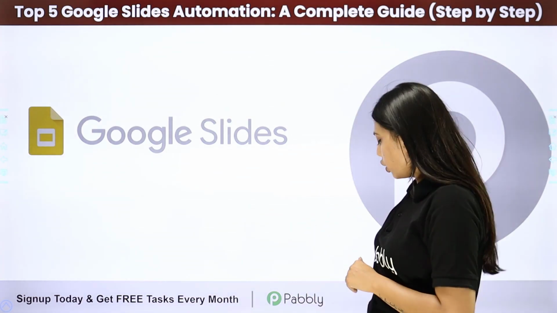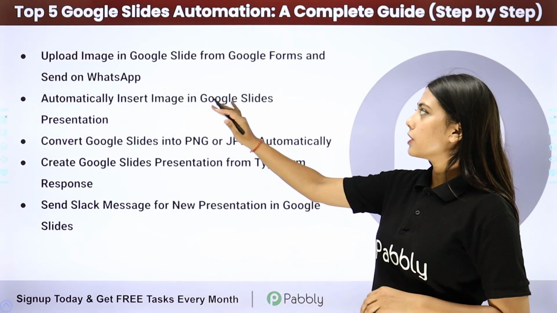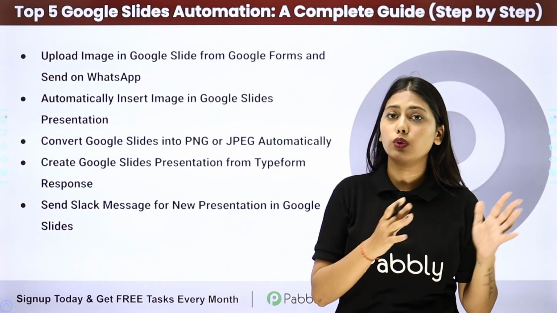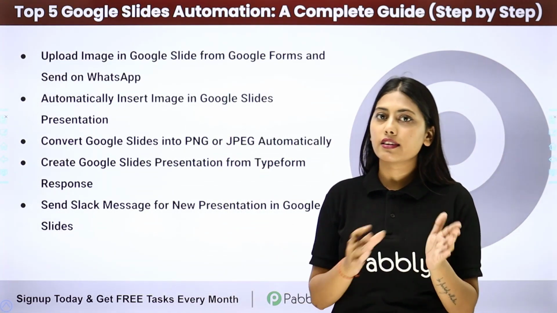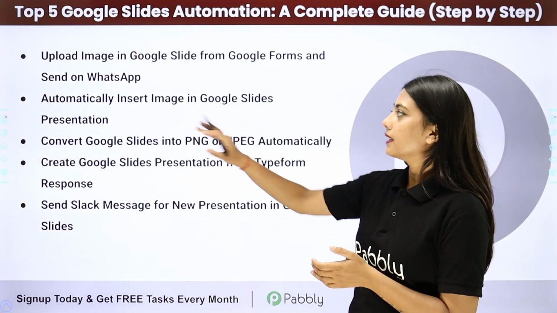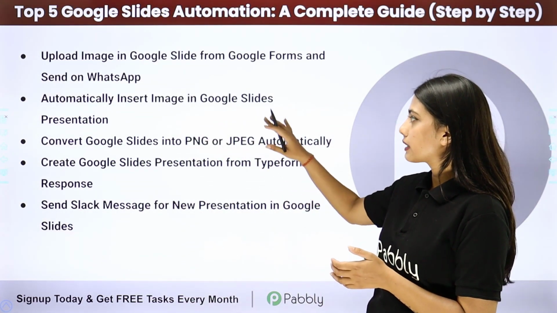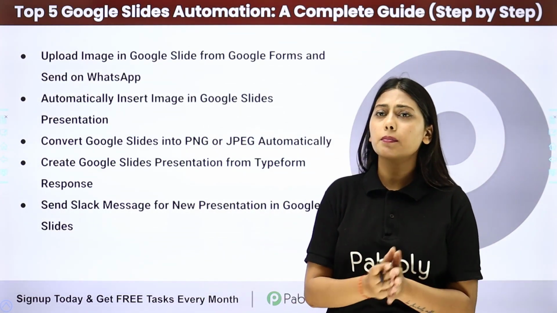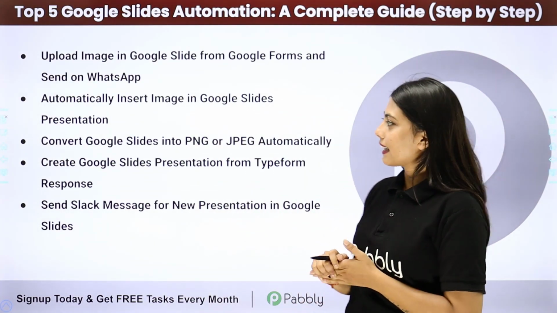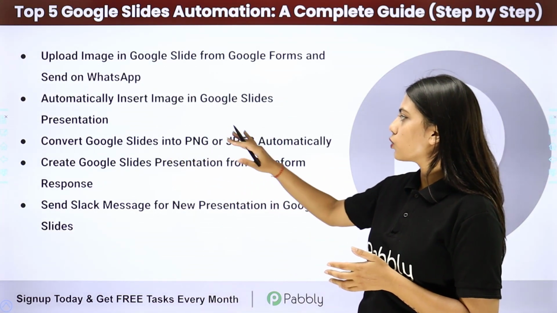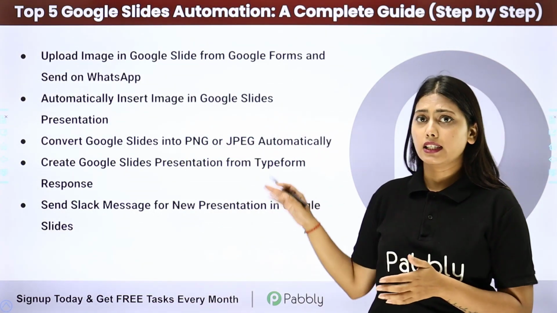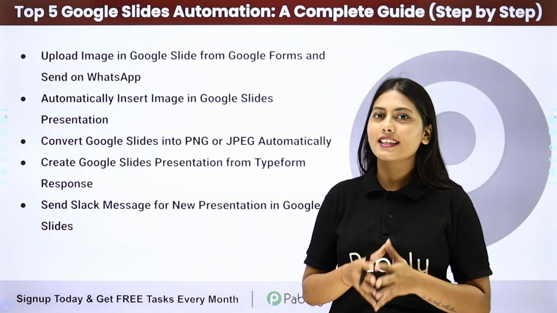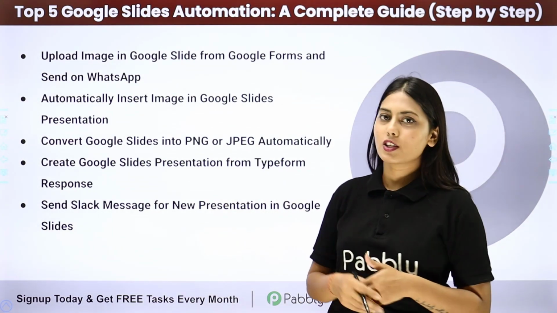and Google Slides. So what you can do is upload image in Google Slide from Google Forms and send on WhatsApp, which means you can integrate Google Forms and Google Slides and later send the notifications on WhatsApp. Then automatically insert image in Google Slides presentation, which means no need to have a separate hassle. You can simply use this automation. Secondly, convert Google Slides into PNG or JPEG automatically. Which means the headache of researching a website which can convert is gone because you can use this automation.